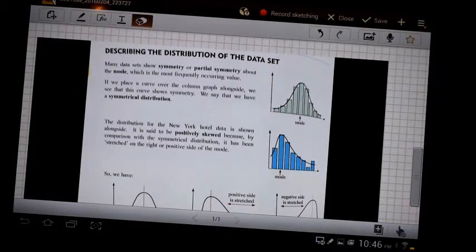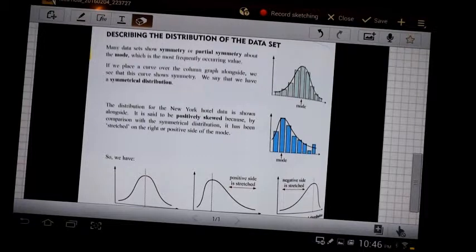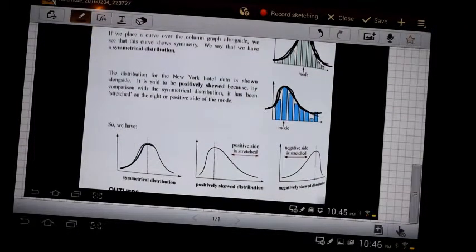So we talked about the symmetry of a data set. It can either be symmetrical like this, where the center of the data is kind of in the middle. It can be positively skewed. This is positively skewed, so when the hump is on the left, it's positively skewed. This one's symmetrical, and when the hump is on the right, it's negatively skewed. So pretty simple.